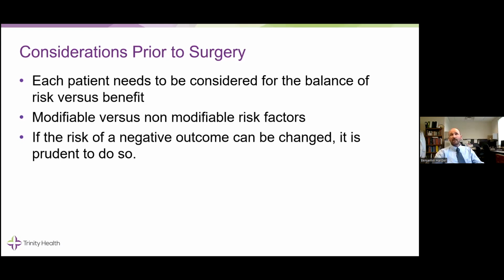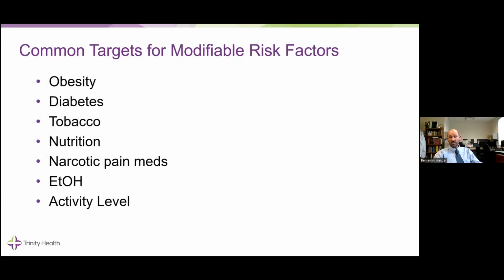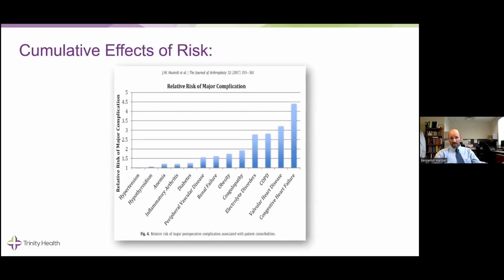If there are modifiable risk factors, in other words, things we can change to make your risk lower considering the surgery, I think it's prudent to do so. So what are those common targets for modifiable risk factors? Obesity, diabetes, tobacco, nutrition, narcotic pain meds, alcohol, and activity level. As we come through, this chart shows different health conditions along with the expected increased risk of complications. And these are major complications. And risk is just that. We don't know. It's a statistical odds game.